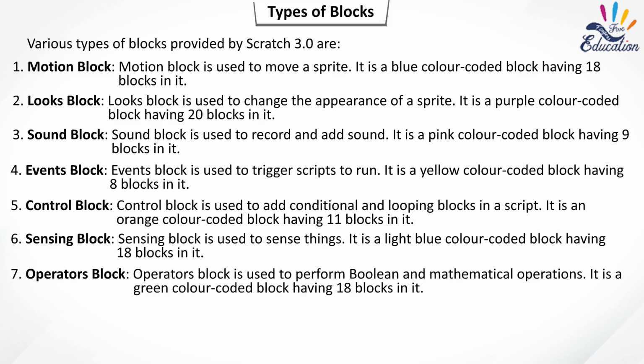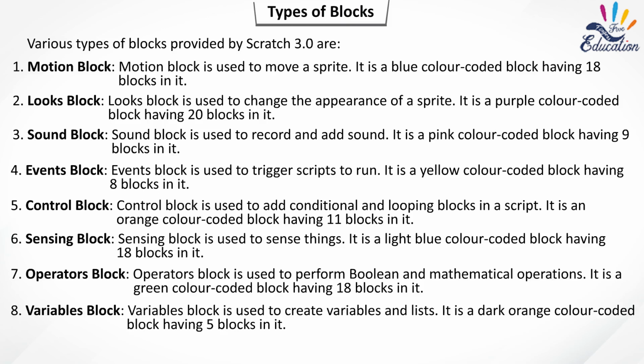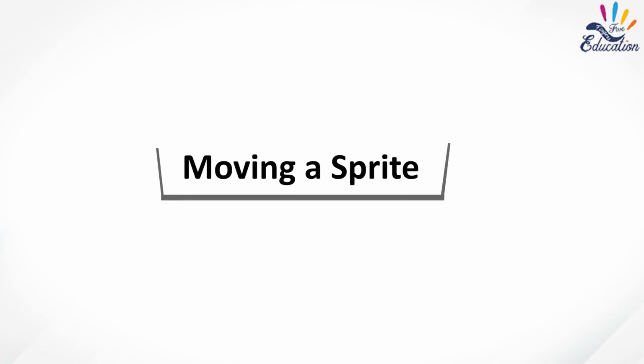Operators block. Operators block is used to perform Boolean and mathematical operations. It is a green color-coded block having 18 blocks in it. Variable block. Variables block is used to create variables and lists. It is a dark orange color-coded block having 5 blocks in it. My blocks. My blocks is used to create your own blocks.